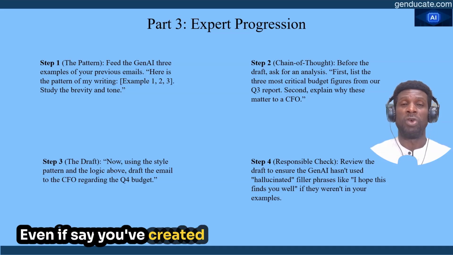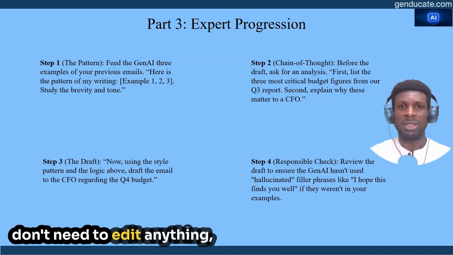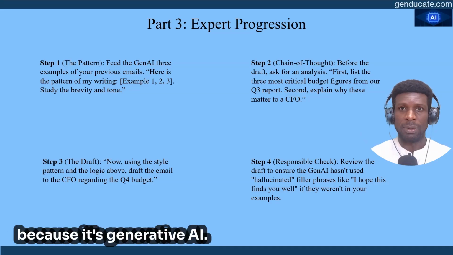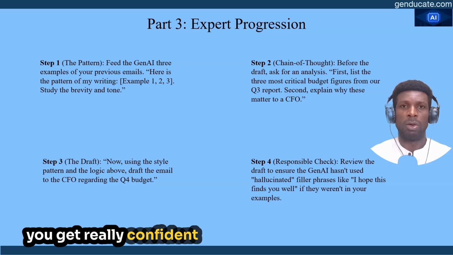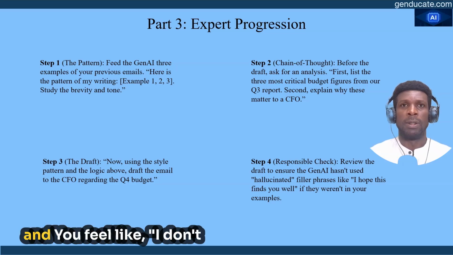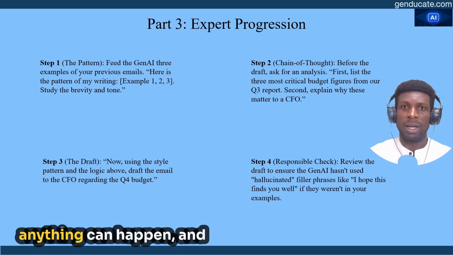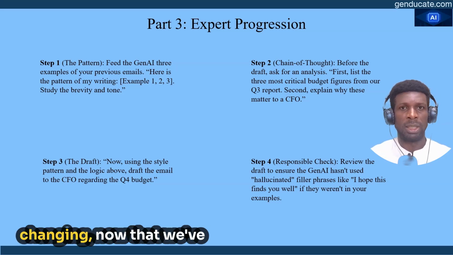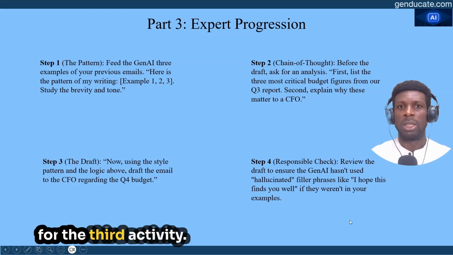Even if you've created content and you've checked several times and you've seen that it's perfect, you don't need to edit anything, you still keep checking it because it's generative AI. You get to a point, you get really confident and you feel like, I don't need to check it. Nope, you always check because anything can happen and the tools keep changing. Now that we've talked about that, let's move into the practice for the third activity.